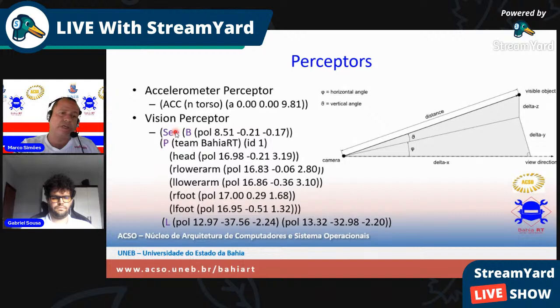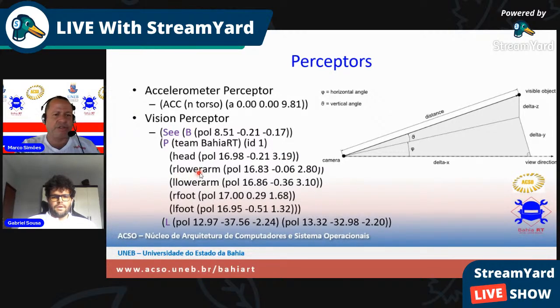You also have the possibility to see a player. When you see a player, you receive a P, and it says what the team of the player is. It's like you recognize the team of the player by their t-shirt pattern, for example. The number that is on the t-shirt, you can also always see this number. And also the camera sees each part of the body individually. You don't receive a position of a player. You receive a position of each part of that player's body. Okay, so here you see the head of player number one of team RT is at this distance from me with these coordinates in the horizontal and vertical orientation.